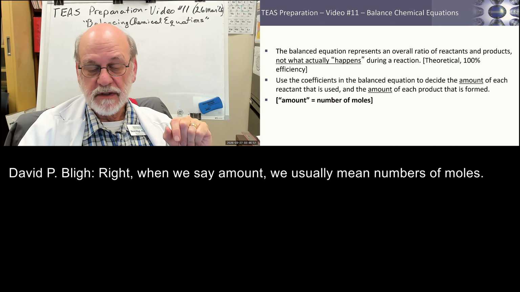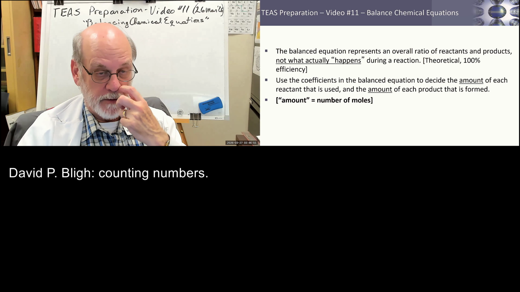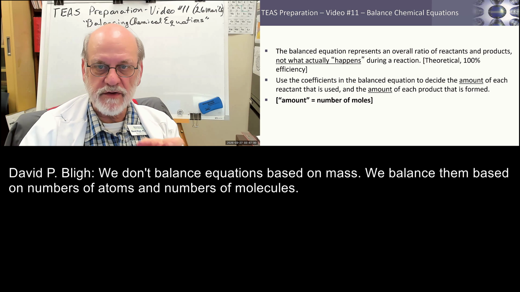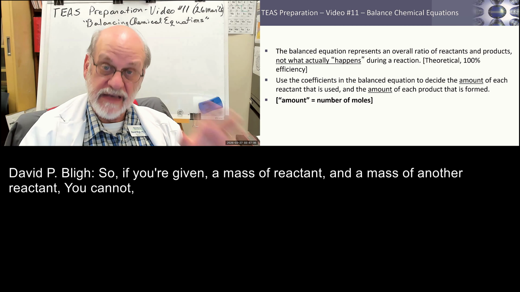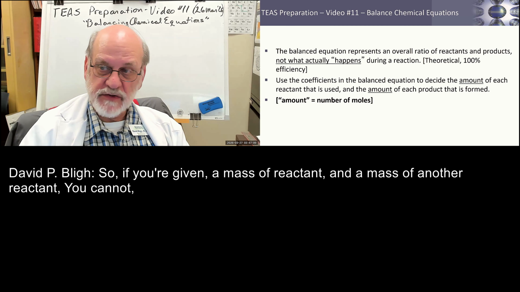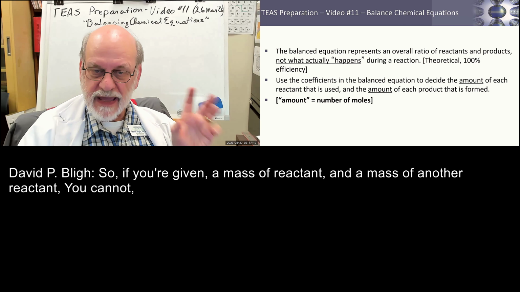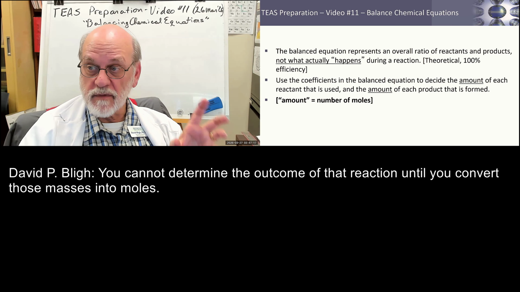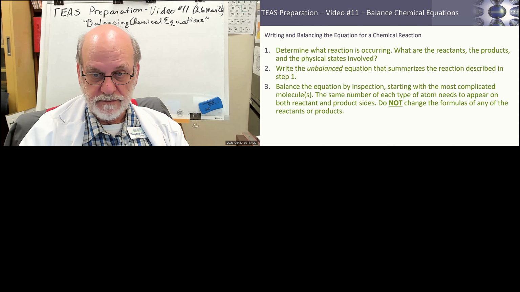When we say amount, we usually mean numbers of moles, counting numbers. We don't balance equations based on mass. We balance them based on numbers of atoms and numbers of molecules. So if you're given a mass of reactant and a mass of another reactant, you cannot determine the outcome of that reaction until you convert those masses into moles.